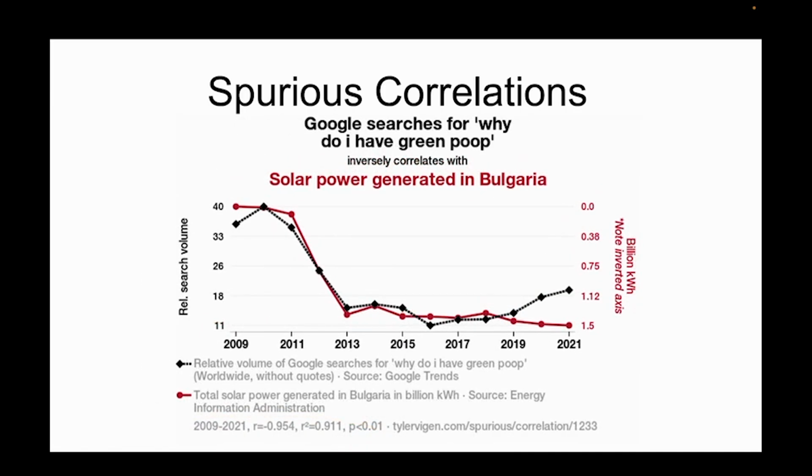Here's another one. This time, solar power generated in Bulgaria compared to Google searches for causes of green poop. Again, notice the correlation coefficient. So how can we explore causation? For the reasons outlined so far, it doesn't seem like correlational designs are well suited to tell us about causation, there's too much uncertainty. However, correlational research does generate hypotheses that can be tested by other research strategies.